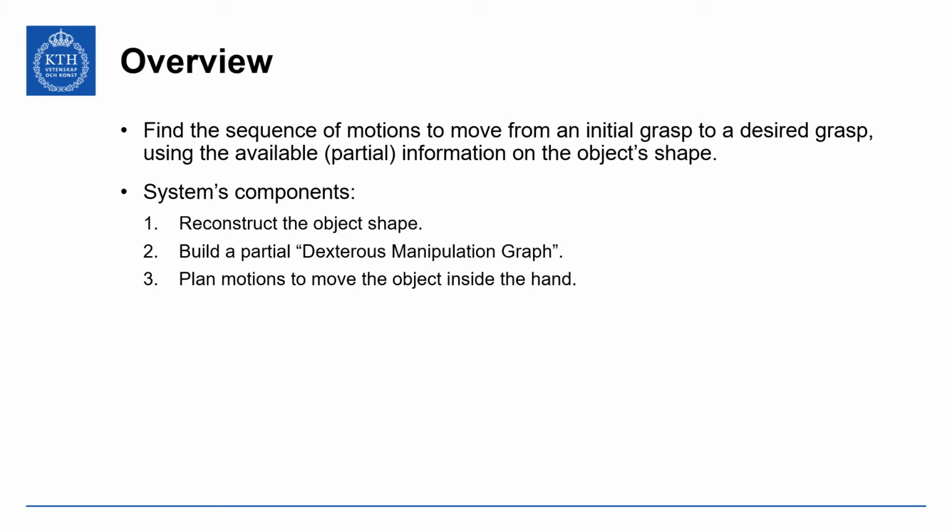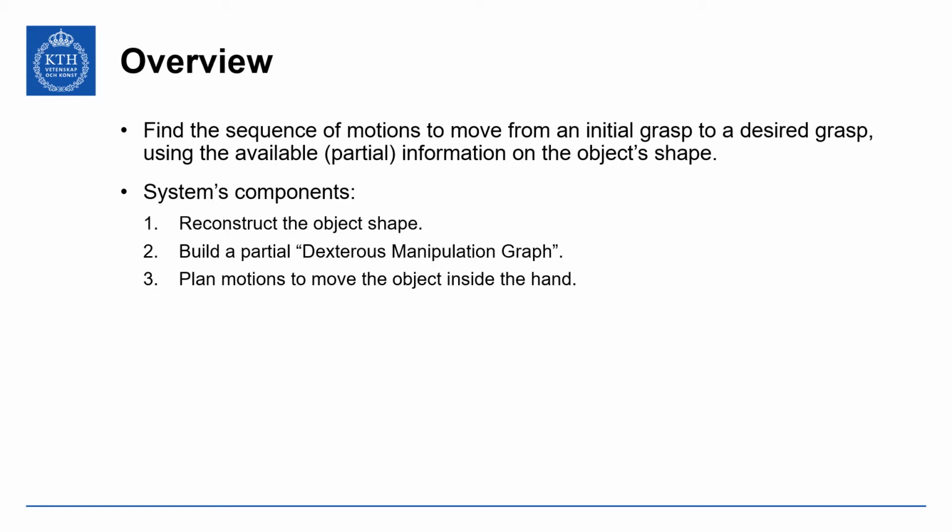In addition, we assume that the system does not have previous knowledge of what the object looks like, meaning that it will have to plan for in-hand manipulation using only the partial information on the object's shape that is available from the used sensors. Our system is composed of three main parts that I will describe later in more details. 1. Reconstruct the object shape. 2. Build a partial dexterous manipulation graph. 3. Use this dexterous manipulation graph to plan in-hand manipulation. This plan will then be tested with robot experiments.